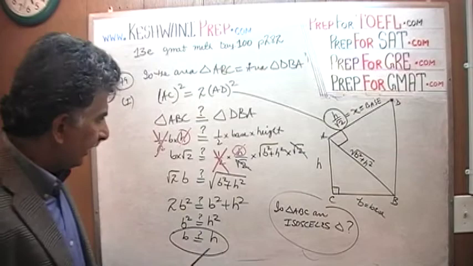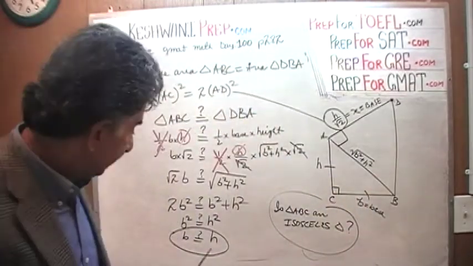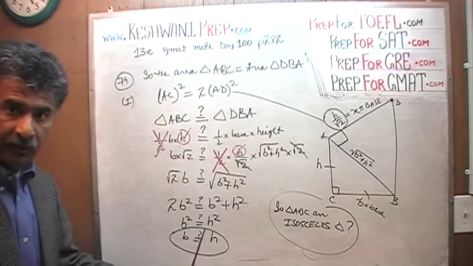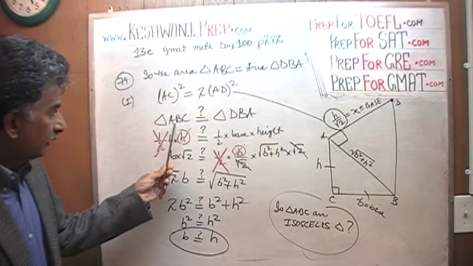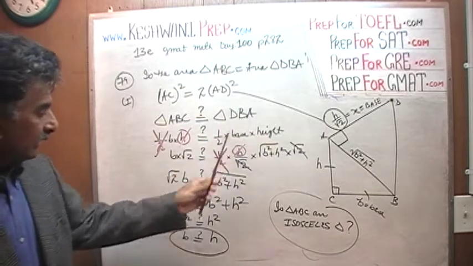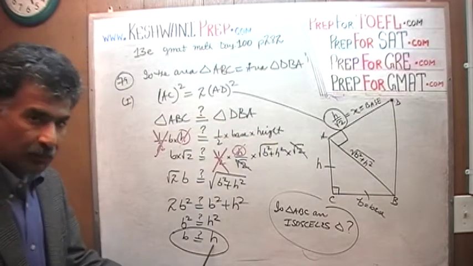If B is equal to H, this side has to be equal to this side. And if that were true, if base is equal to H, then we can work backwards. We can take all the steps in reverse, and what we'll find is that at the end, the area of the triangle ABC will turn out to be the same as the area of the triangle DBA. Is there any way we can answer this question? Is base equal to the height?